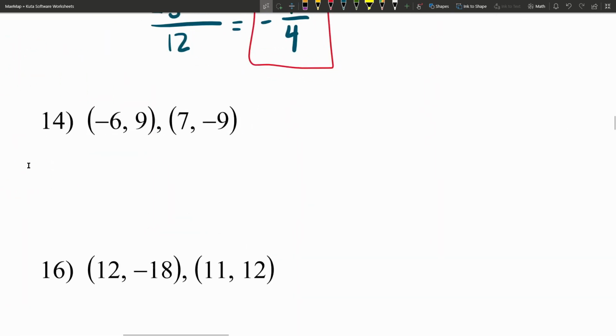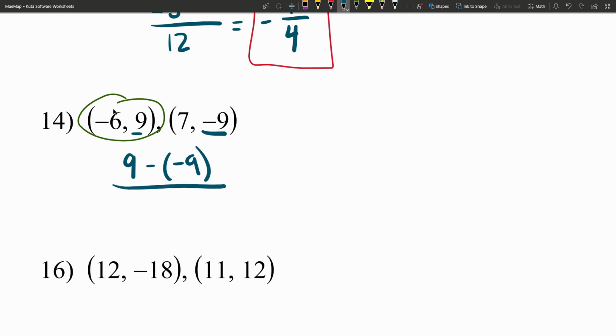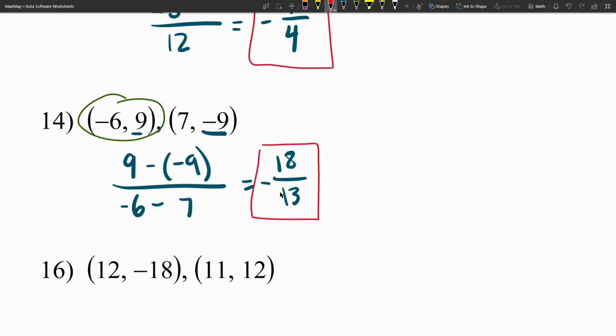In number 14, pick a coordinate to start with. I'll start with this first one here. So I'm going to have 9, which is my y value, and I'm going to subtract a negative 9, my other coordinate's y value. That's going to get divided by negative 6 minus my other coordinate's x value of 7. 9 minus a negative 9 is 9 plus 9, which is a positive 18, and that's all over negative 6 minus 7 is a negative 13. So this is going to be negative 18/13. Can't simplify that down anymore, so that's our solution in number 14.